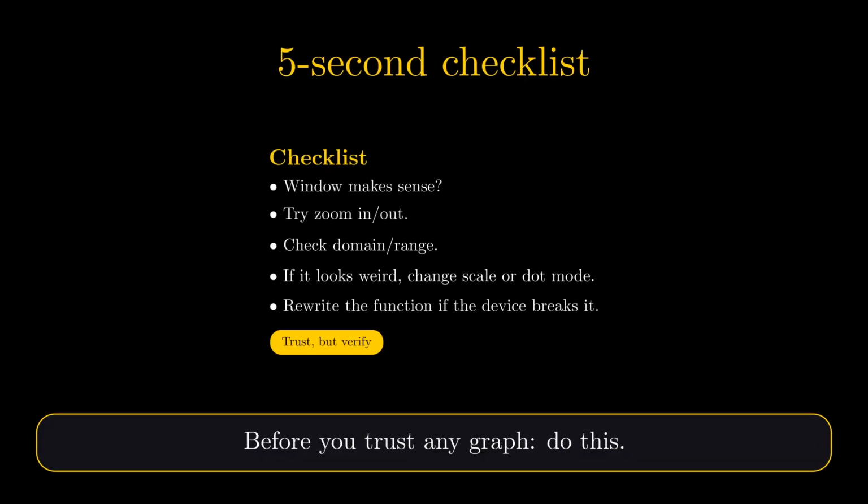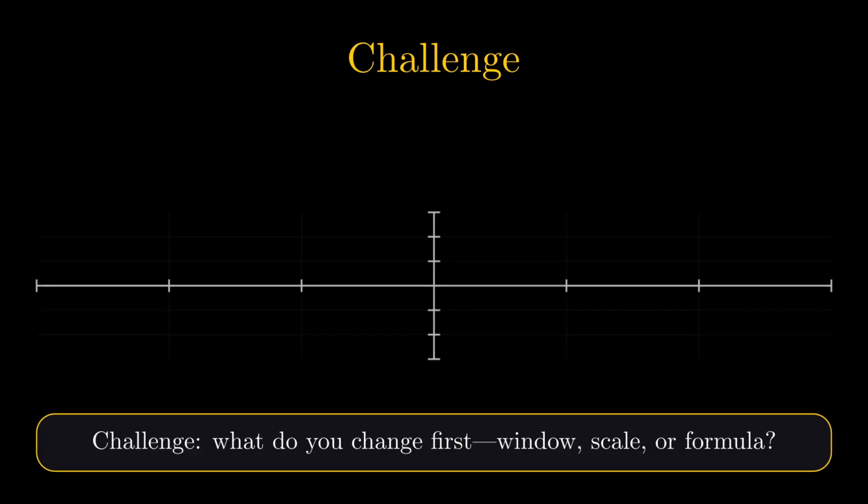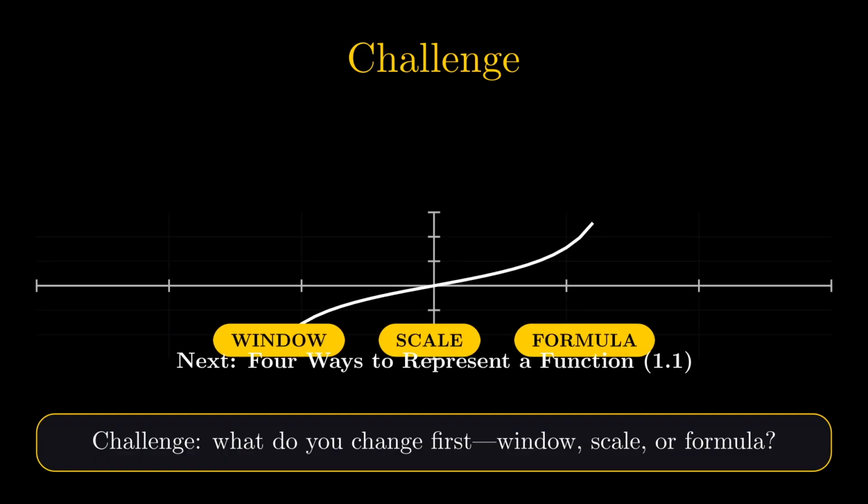Before you trust any graph, check the window, zoom in and out, confirm domain and range, try dot mode, and rewrite the function if needed. Challenge time. If this graph looks weird, what do you change first? The window, the scale, or the formula?